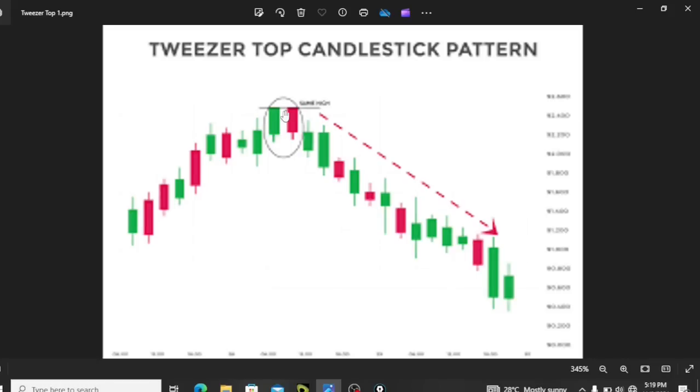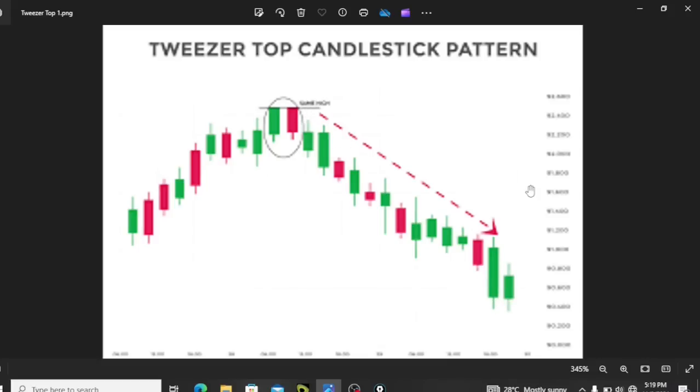So if that occurs, what you naturally expect is a movement to the downside. That is exactly what happened in this case. So let's assume you have placed a short trade here. Assuming you have sold here, what happened is that, boom, you'll be in massive gain. All right, let's continue to look at other examples.